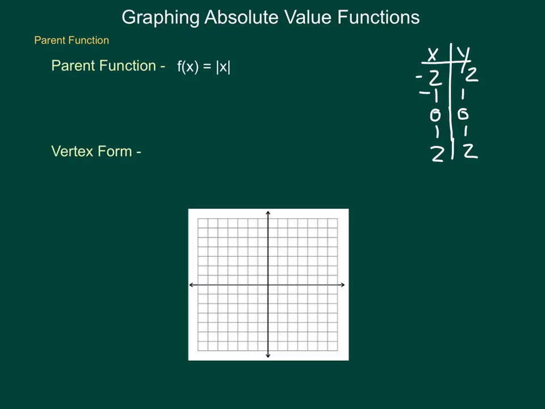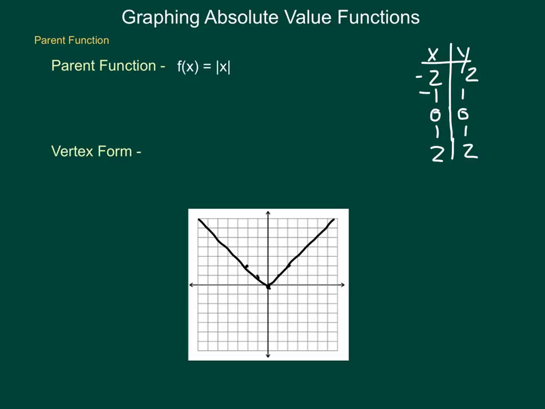So that means my function will have a point at (-2, 2), (-1, 1), (0, 0), (1, 1), and (2, 2). If I connect these on either side, to the right I move up, and to the left I'm also moving up. I end up with this shape of a graph as my parent function.